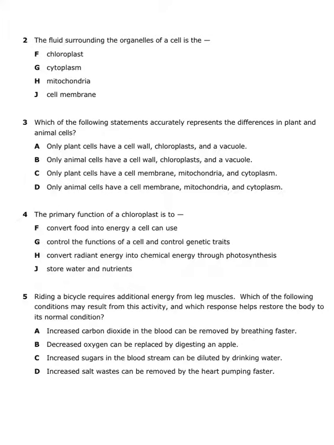Number 2, the fluid surrounding the organelle of a cell is the F, chloroplast, G, cytoplasm, H, mitochondria, J, cell membrane. Number 3, which of the following statements accurately represents the differences in plants and animal cells? A, only plant cells have a cell wall, chloroplast, and vacuole.